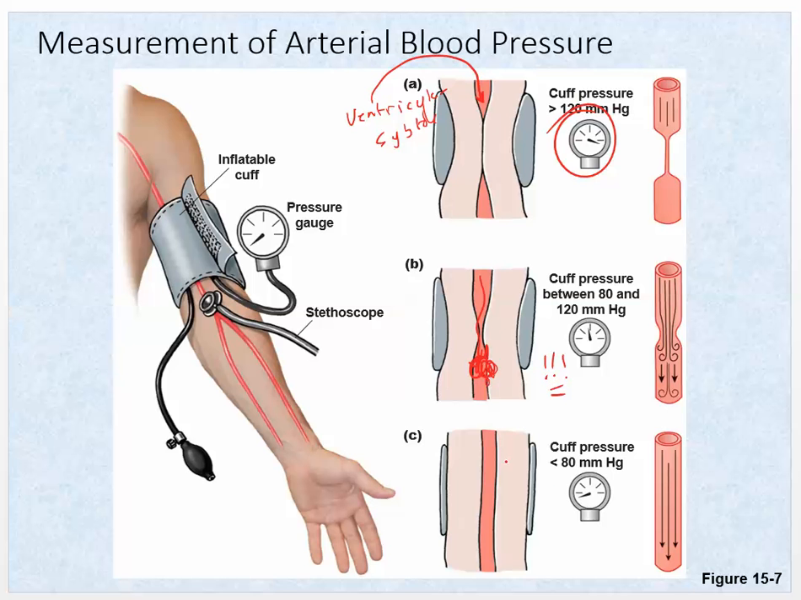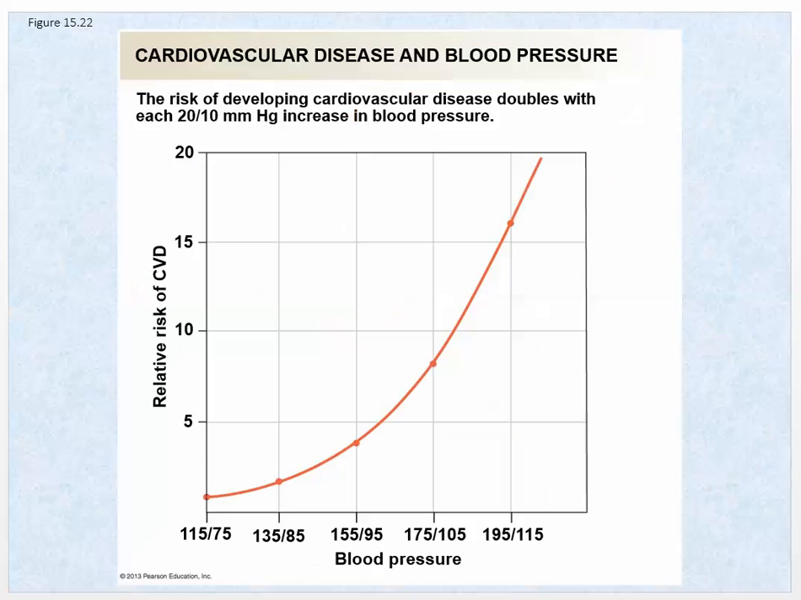And then when that turbulent flow stops, and this is saying it's around 80, then that's your diastolic pressure. It's showing the same thing that I drew before. Complete blockage here, turbulent flow, so you can hear sound here, and then no sound. And that's what we call laminar flow. So you've got nice flow through here.